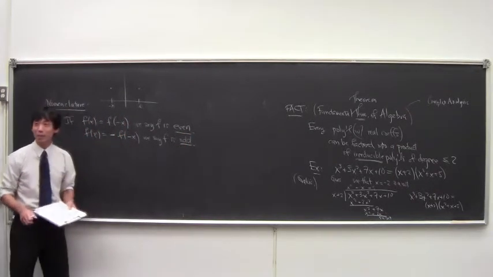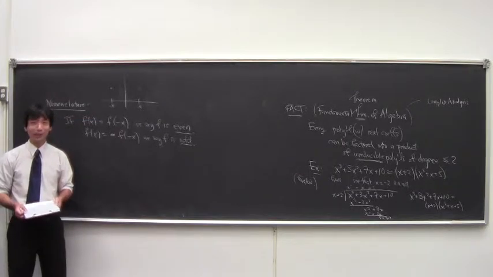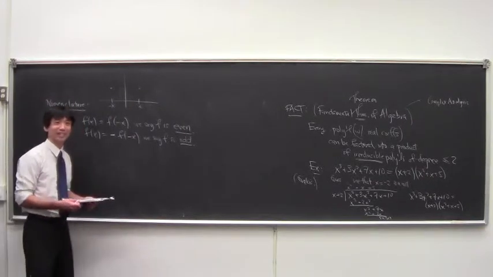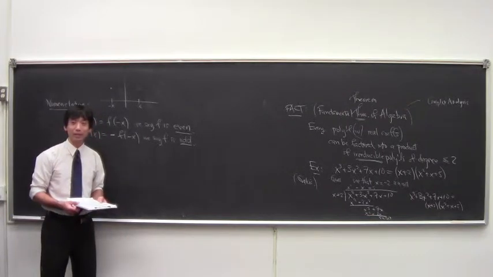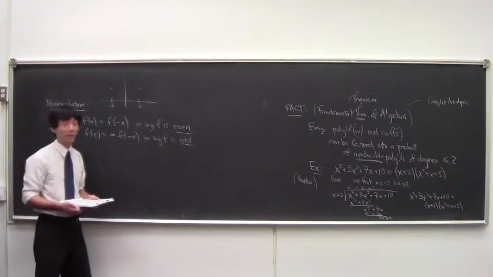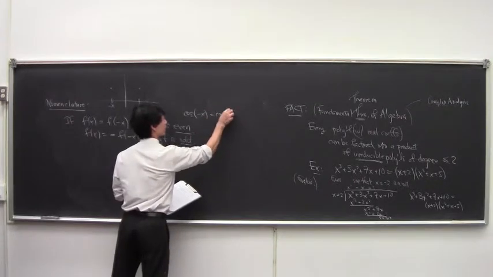Can somebody give me an example of an even function? X squared. Can somebody give me an example of an odd function? X cubed. Is that a coincidence? No, of course not. Can somebody give me a function that is even but not a polynomial? Maya? Cosine of x. Great. That's great. Cosine of x. So cosine of negative x is cosine of x.